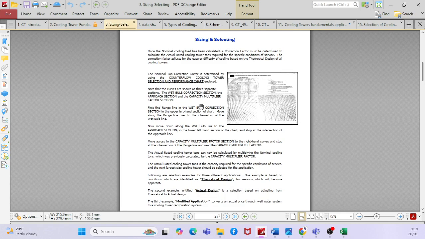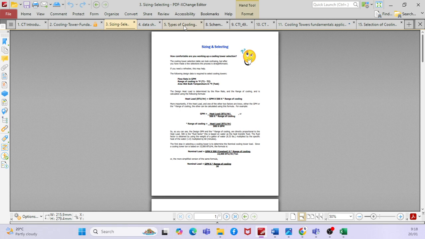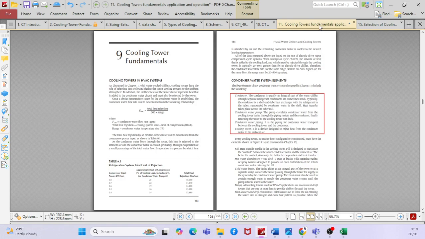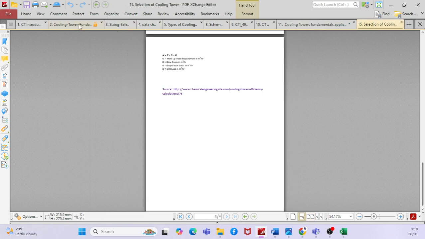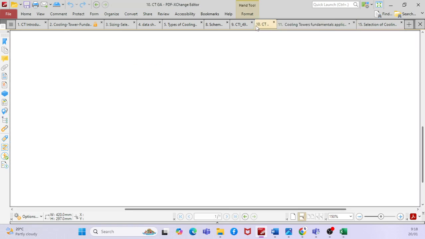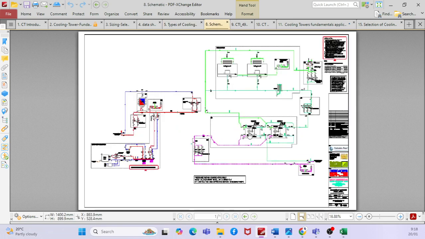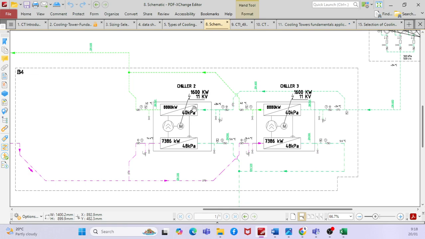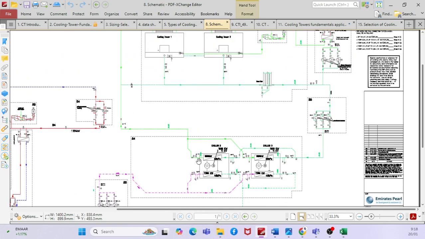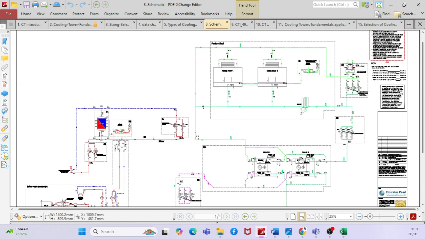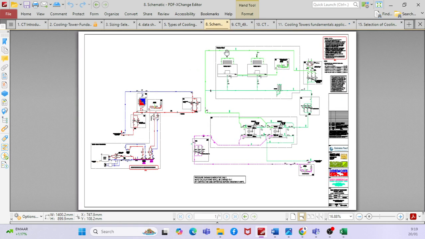Let me open another page. So we have seen basically there is a chiller, you have a condenser part, so this water will travel to the cooling tower, then it will cool down. After that, it will be pumped to the condenser again through the condenser water pump. This is the schematic diagram.